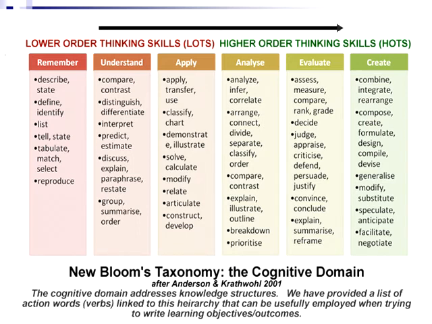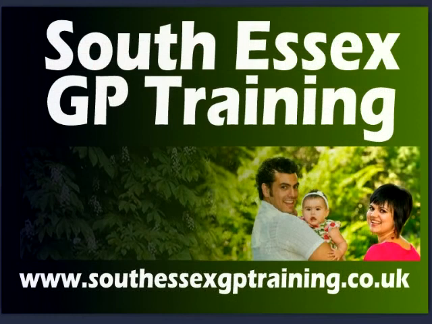And for the higher order thinking skill create, we've got words like combine, integrate, rearrange, compose, create, formulate, design, compile, devise, generalize, modify, substitute, speculate, anticipate, facilitate and negotiate. This concludes part 1 of this presentation.